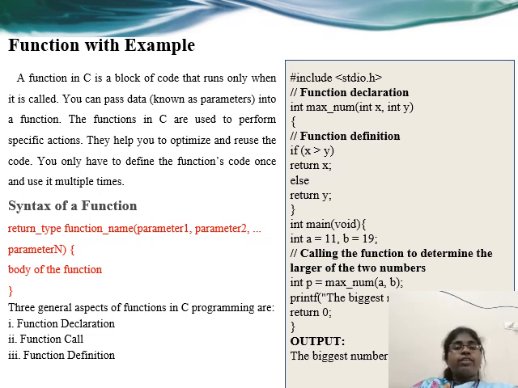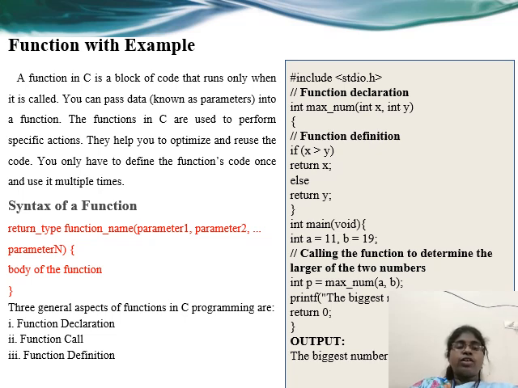What is a function? A function in C is a block of code that runs only when it is called. You can pass data, known as parameters, into a function. Functions in C are used to perform specific actions. They help you to optimize and reuse the code. You only have to define the function code once and use it multiple times. Syntax of a function: return type, function name, parameter 1 up to parameter n, then open the body of the function, then close curly brace.